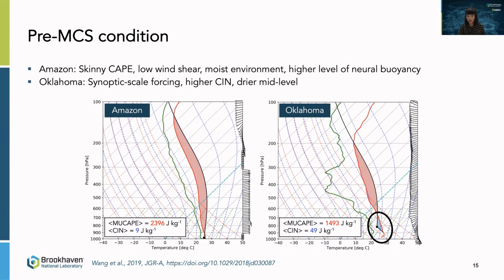But in Oklahoma, you do have a lot of CIN at lower levels. So that means in order for those near surface level parcels to rise to the upper levels, they need to overcome a lot of negative energy. When the convection does fire, it tends to be stronger. You may also notice this drier mid level in Oklahoma. That could favor evaporation during the precipitation processes, and then may lead to stronger downdrafts. In contrast, the Amazon condition is very moist throughout the entire troposphere, and you have a higher level of neutral buoyancy there, which suggests a higher cloud top.